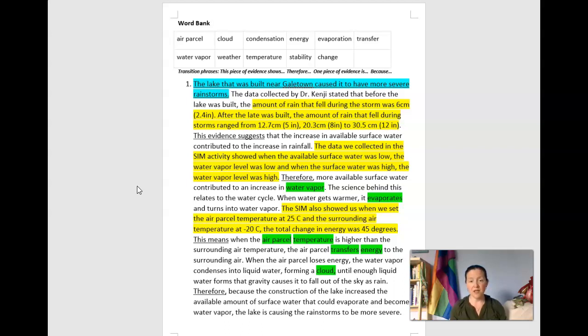Therefore, because the construction of the lake increased the available amount of surface water that could evaporate and become water vapor, the lake is causing the rainstorms to be more severe. All right, that's what I came up with. You can think about whether or not I answered the question, if you think my evidence and my reasoning was sound, and then you can think about how that compares to your work.